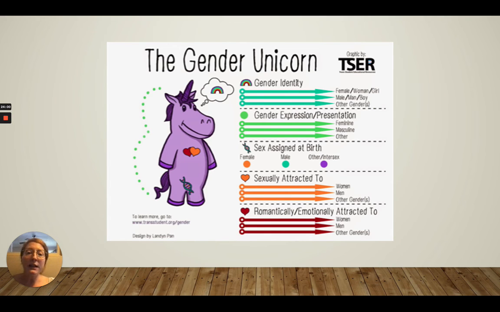All right. And then finally, another thing I usually discuss when I introduce students to intersectionality is the gender unicorn figure featured here. So this is this idea that when we're talking about genders and sexualities, they're not the same thing, and then we can break down those identities even further based off of gender identity, gender expression and presentation, sex assigned at birth, who you're sexually attracted to, and who you're romantically attracted to, as well as emotionally attracted to.